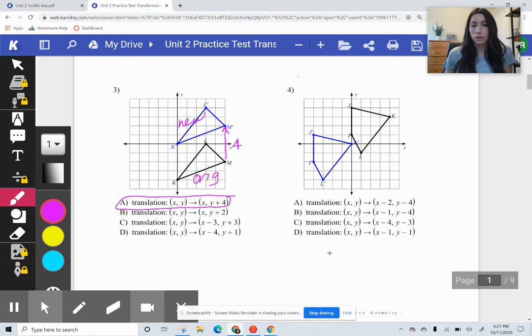And then you are going to take an opportunity to answer question 4. Decide how many units up, down, left, or right you are moving, and then create the rule for that.